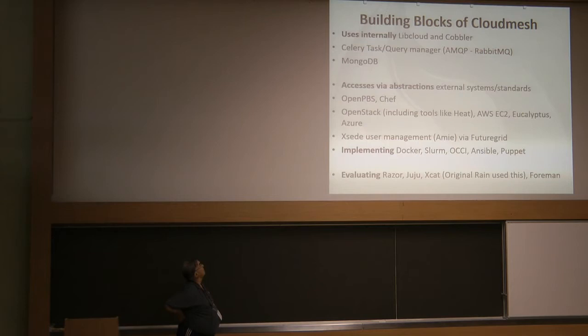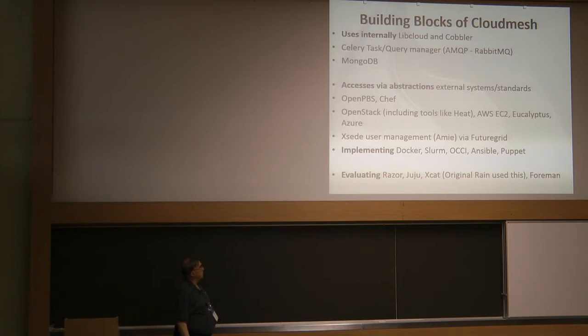Libcloud, Cobbler, Celery. I won't define MongoDB. I think you know that's a well-known NoSQL database. That's where we store all our monitoring data. I'll define Chef and Puppet. Those are the system definition languages. OpenPBS and Slurm are scheduling, and I'll define other systems here. And there's ones at the bottom which we say we're evaluating. We're not actually using those. The ones below, the ones which says users or accesses or implements, we're actually either using or soon will be using.